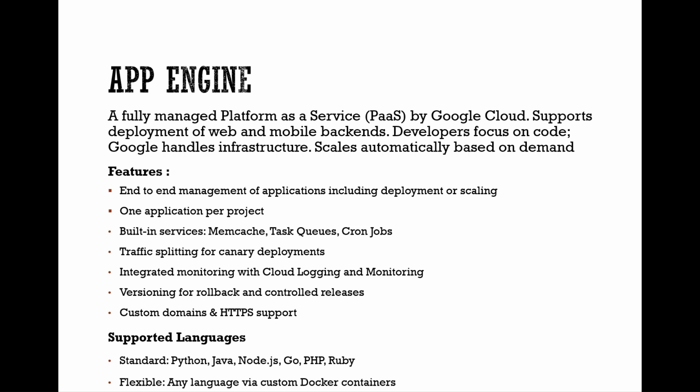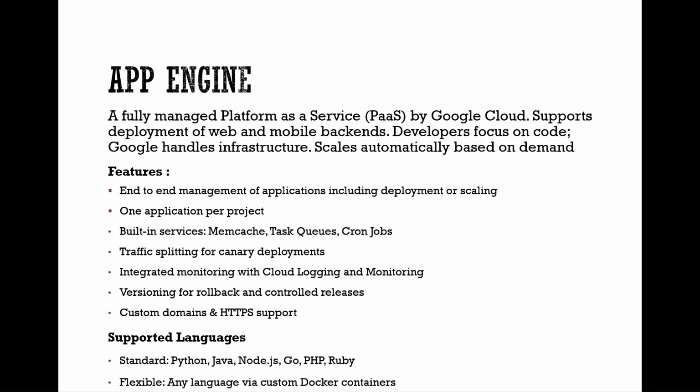One more thing is that there is one rule: for every project you can only create one App Engine. Let's say you have a project ABC. For that project you will only have one App Engine application created, and obviously that application can have multiple versions and multiple things. That's something important to understand about App Engine. I would not say it's a limitation, but this is how it works.